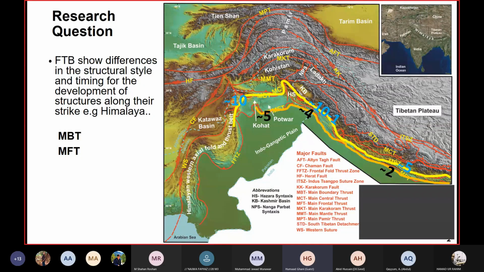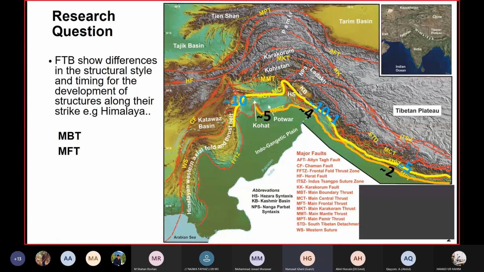In Pakistan, we call it the Salt Range Thrust. In northwestern India, we call it the Himalayan Frontal Thrust. So more or less in this talk, you will see Main Frontal Thrust, which represents the Salt Range Thrust here in Pakistan.